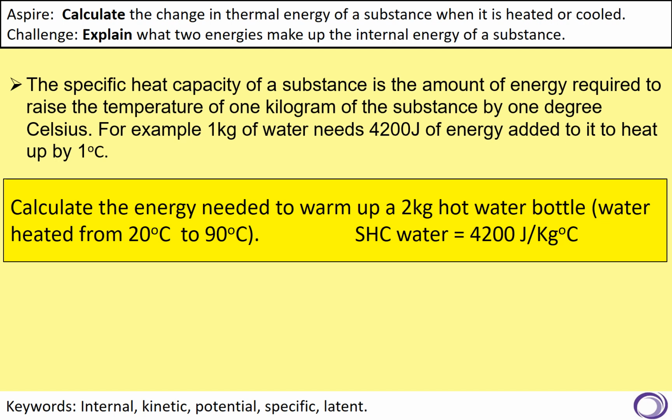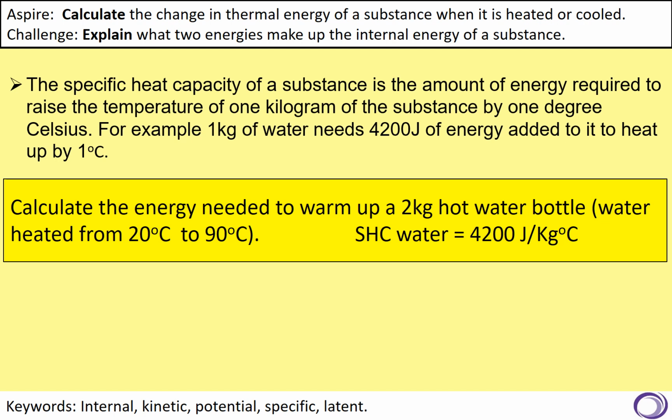The specific heat capacity of a substance is the amount of energy that is needed to raise 1 kilogram of that substance by 1 degree Celsius. So if you think you've got a kilogram of water and you want to increase it from 10 degrees to 11 degrees, it's the amount of energy that you would need to do that. So 1 kilogram of water actually needs 4,200 joules of energy, and that would heat it up by 1 degree.